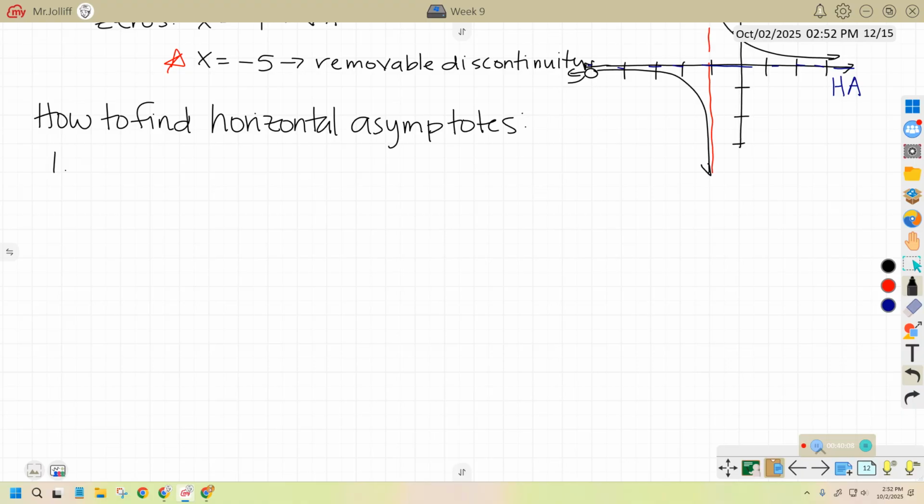This is slightly different than what's in the book, so I want to be very explicit about what we're looking for.